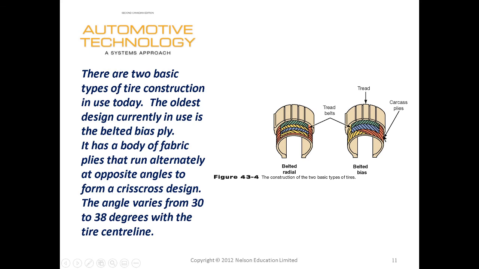But the difference is essentially on the inside. If we look at the plies, on a radial tire, they're just all going in one direction. They wrap around, looking at the orange here. And then on a bias ply, they run on a bias or an angle. So they overlap on different angles. And apparently this angle can vary from 30 to 38 degrees with the tire center line.